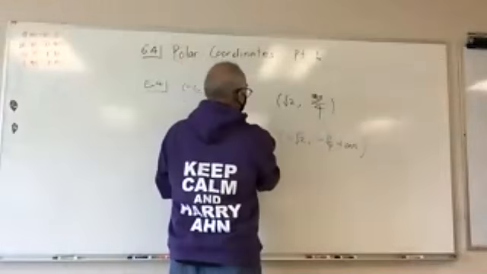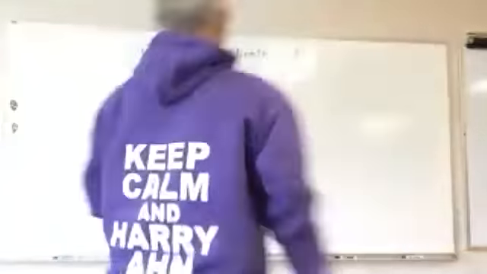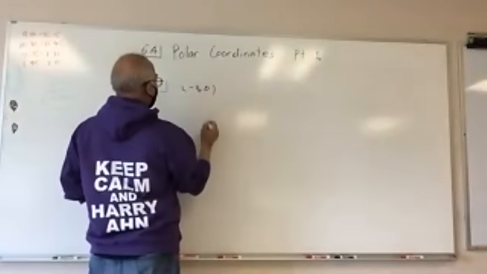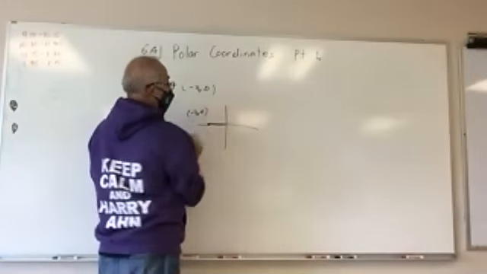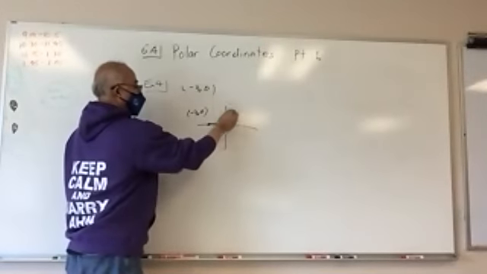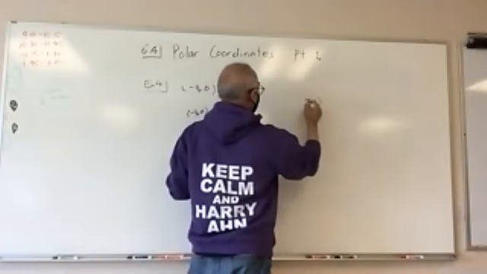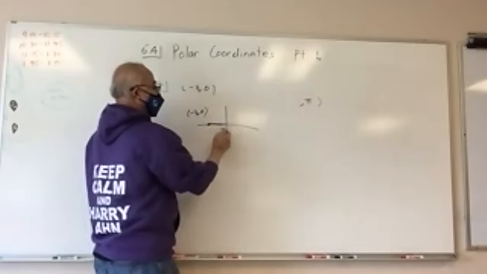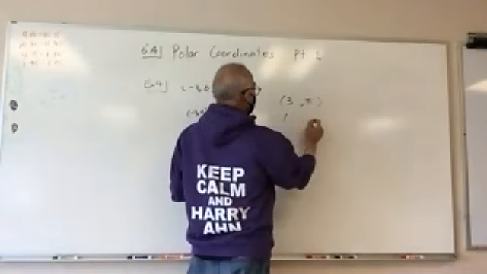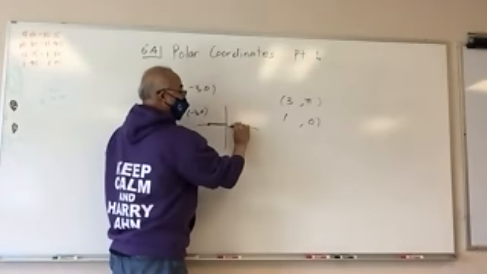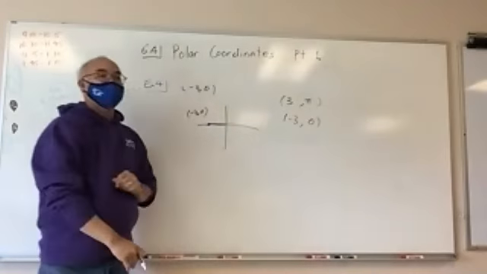So B, we have negative 3 and 0. So that's this guy right here. I started from here. My angle is what? 180, pi, right? My angle is pi, and my magnitude is 3. Or I could stay here at the 0 angle and go negative 3. Everybody see that?